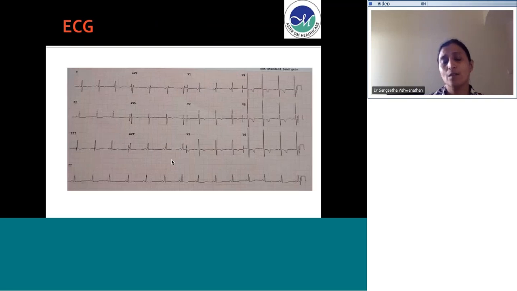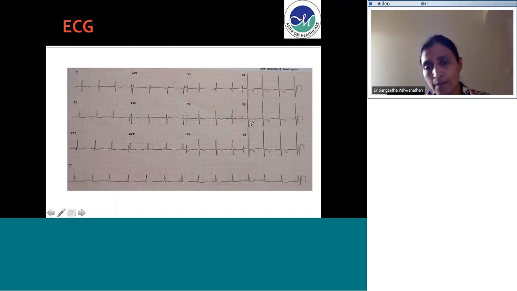Okay, so this is the ECG that you've got. Is it normal? What's happening in this ECG? What can you see? No answers.